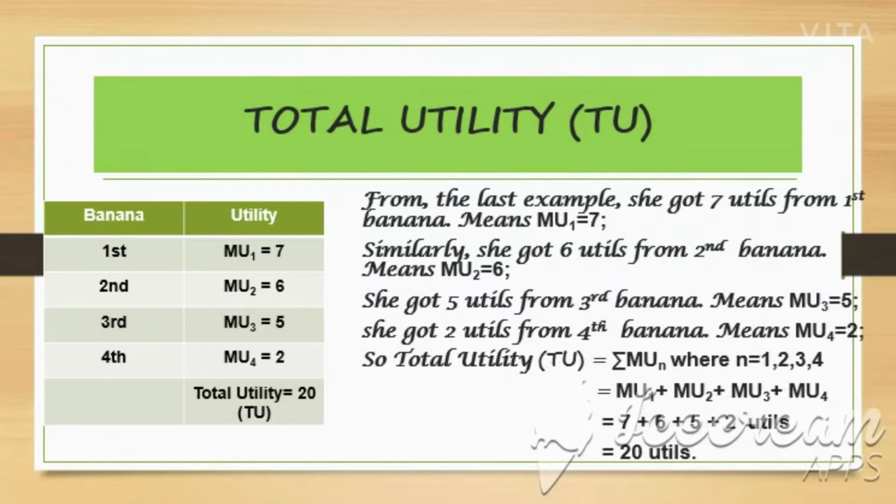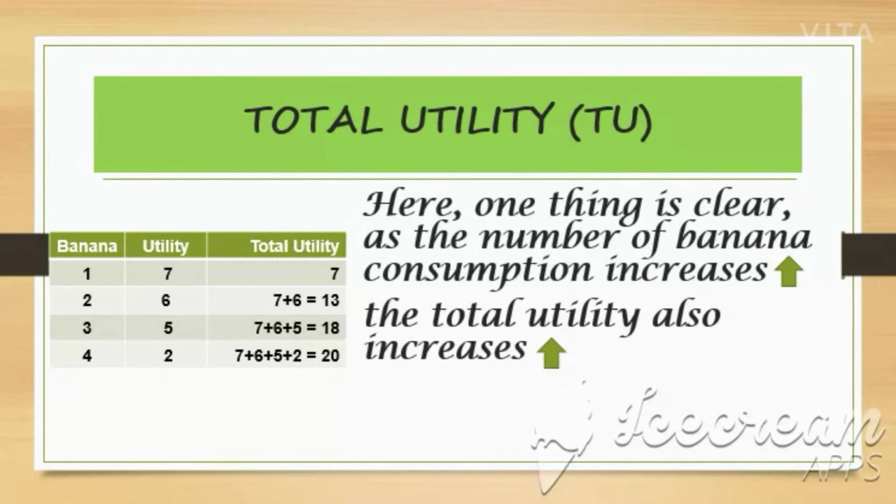So total utility TU is equal to the summation of MUn, where n goes up to 4. So MU1 plus MU2 plus MU3 plus MU4 is equal to 7 plus 6 plus 5 plus 2 utils, which is equal to 20 utils. Here, one thing is clear: as the number of bananas consumed increases, the total utility also increases. But this doesn't hold all the time. It has a limit.